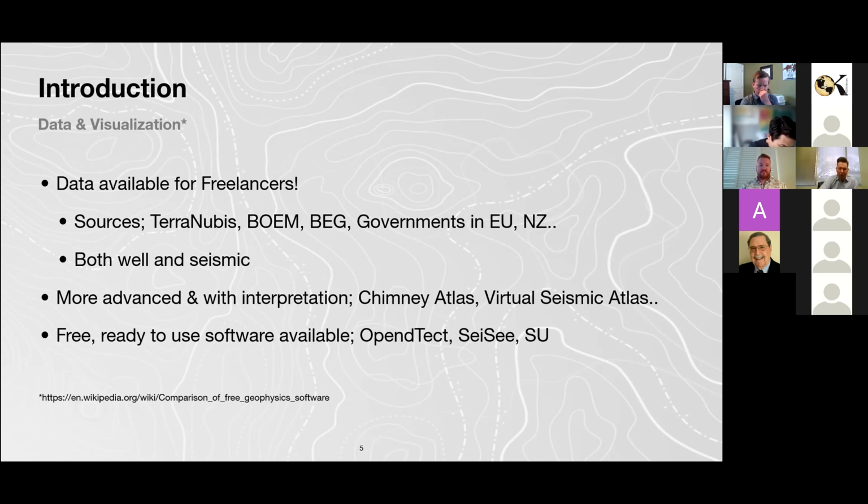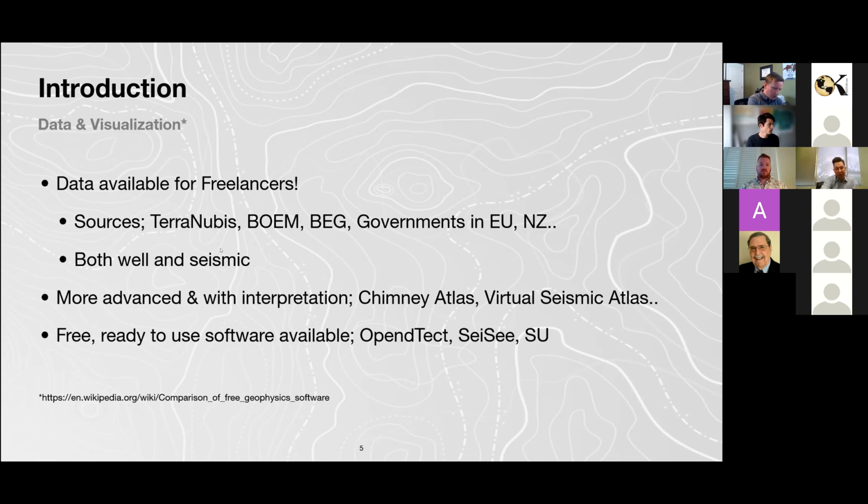Then if you'd like to look into more advanced things with perhaps some interpretation, there is something that we also host called the Chimney Atlas, where we have collected numerous different studies we've done on fluid migration pathways around the world, where you can click around on a map and check out some presentations on fluid migration pathway characteristics in a certain area. Then there's also the Virtual Seismic Atlas that's available online, where you can see different interpretations that different scientists have done. It's quite an interesting website to check out.